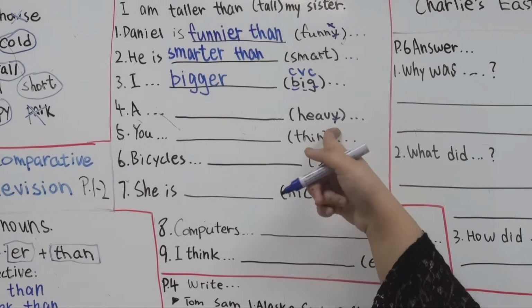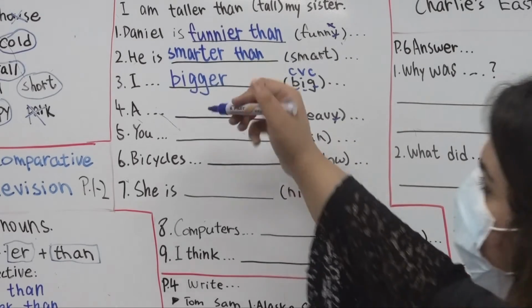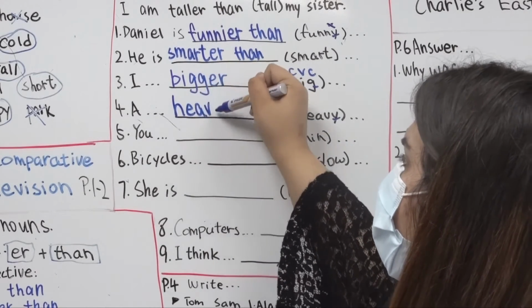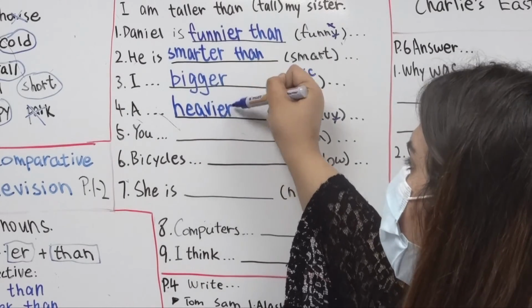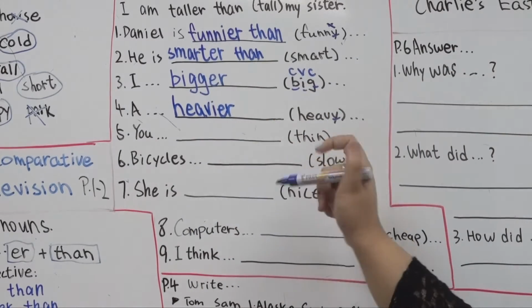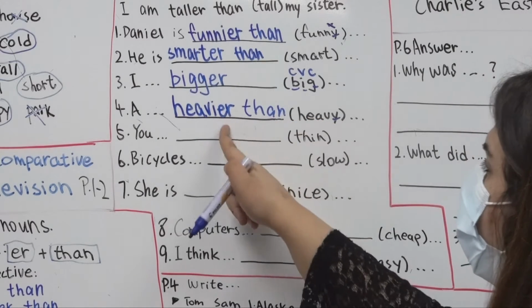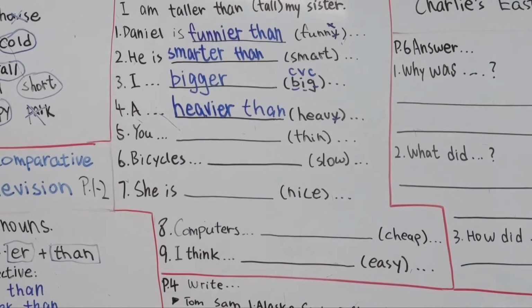Yes, we have to cross out the Y and then add IER. Heavy becomes heavier, right? And then we add "than". So if you read the full sentence, that will be, a blue whale is heavier than 25 elephants.